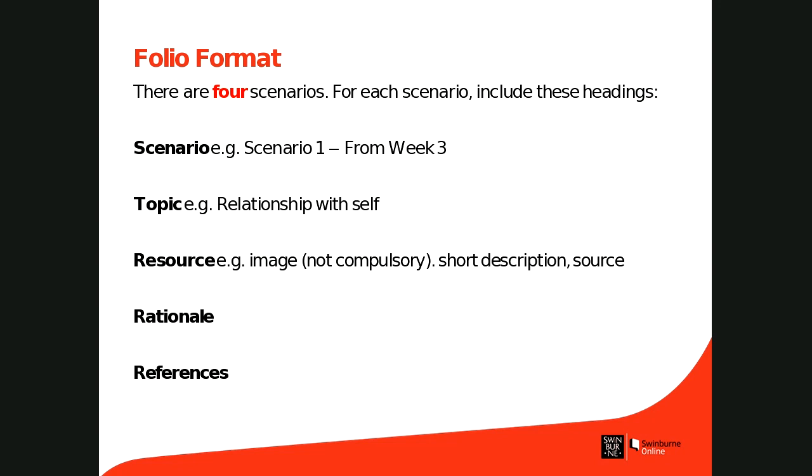You can include an image if you like. This is not compulsory, but we as ELAs find it helpful. You would then give a short description of your resource and make it clear where you got your resource from, where you sourced it. You may have invented it yourself, which is fine, and you can just mention that. There is the rationale that supports your reasoning for the resource, and then a reference list. So you would actually do this 4 times, which means there would be 4 reference lists, 1 for each of the scenarios. Does that all make sense?